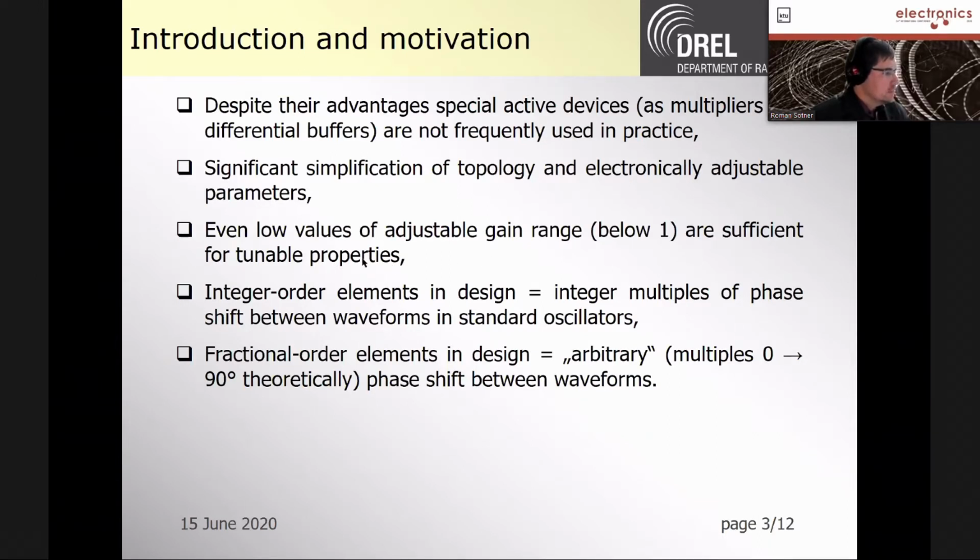And an interesting conclusion comes from the integer order elements used in the design, because integer order elements mean that the distance between generated phase shifts is always an integer multiple of 90 degrees. On the other hand, fractional order elements always offer some arbitrariness between the generated waves, because in theory multiples of some non-integer phase shift between 0 and 90 degrees are available between waveforms.